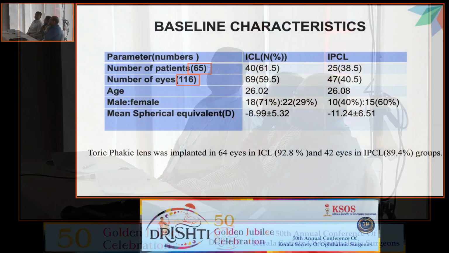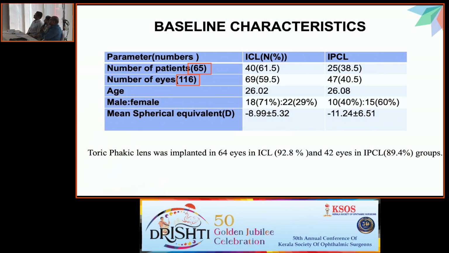Can you go back to the first slide? If you tell us what is the denominator, then you can tell what is the numerator you have studied. So you can have the worst case scenario and the best case scenario. So number of patients 65, number of eyes 116. But how many were done during that study period? What was the denominator? Do you remember? Because she had a higher denominator. But the study period is different. Yours is different.